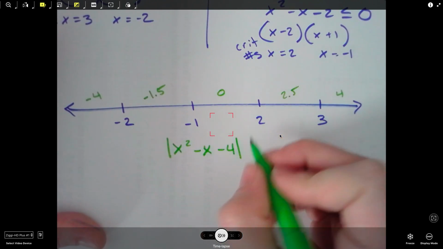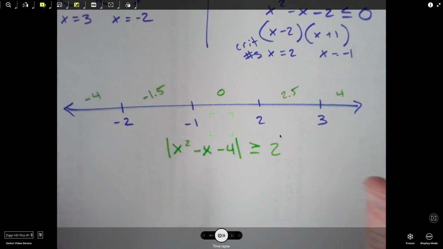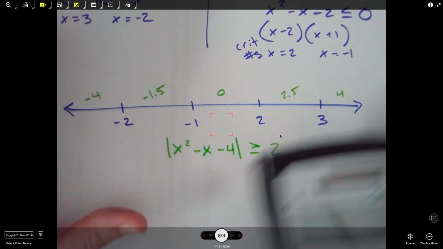Is greater than or equal to 2. Okay? This one is not one of those that we can just look at and say what sign it is. We actually have to compute the x squared minus x minus 4, which isn't too bad. What I'm going to do is get my calculator going here.